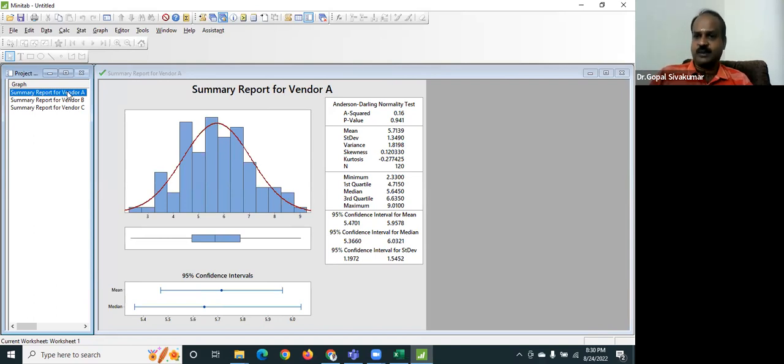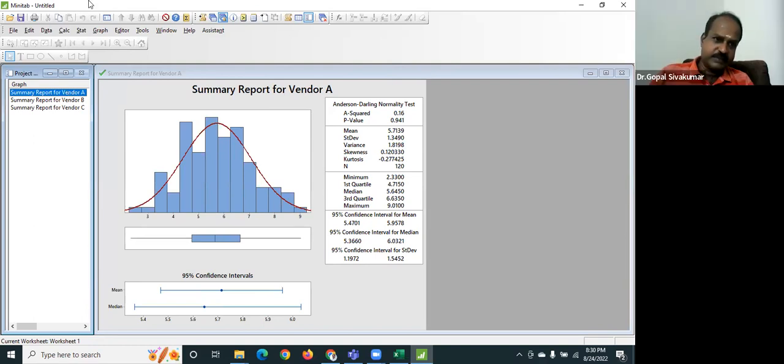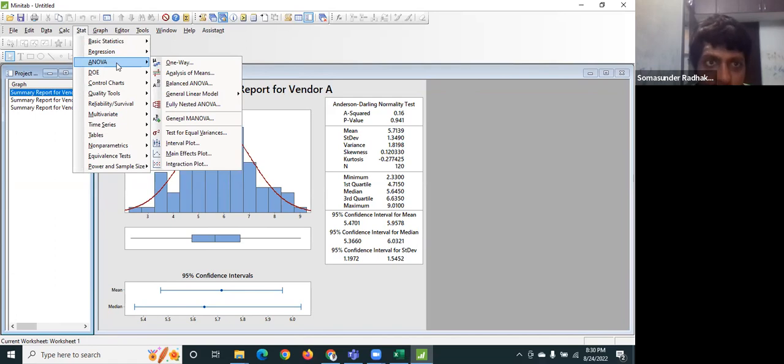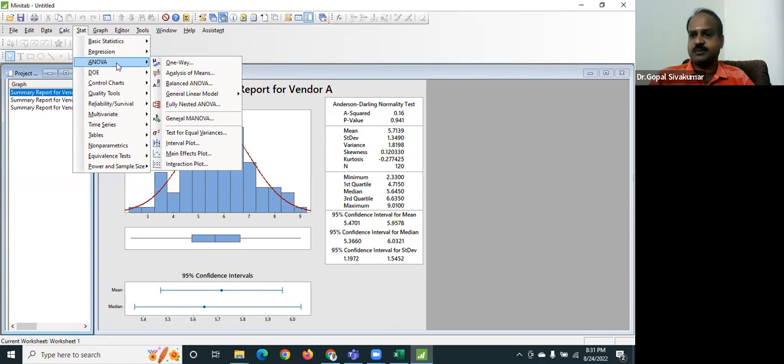No. So for that, we need to do hypothesis testing. What testing can we go for now? ANOVA. Because the data is continuous and there are more than two groups. If there are two groups, we go for two sample T. For more than two groups, we go for ANOVA. For the simple reason that the error in the hypothesis testing can be retained at the 5% level. That is the main reason why we are switching to ANOVA.